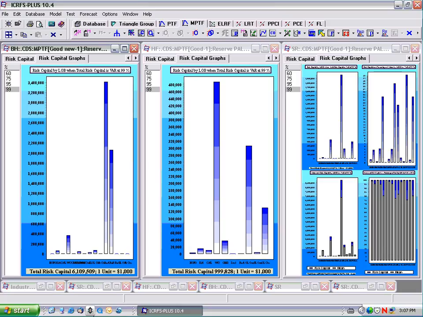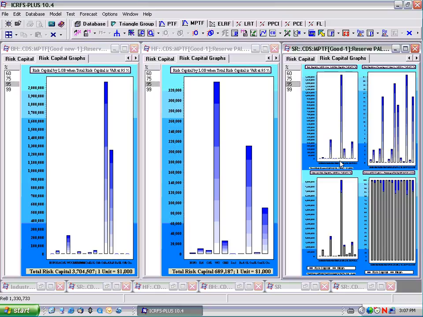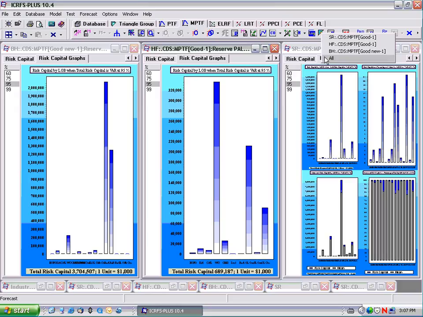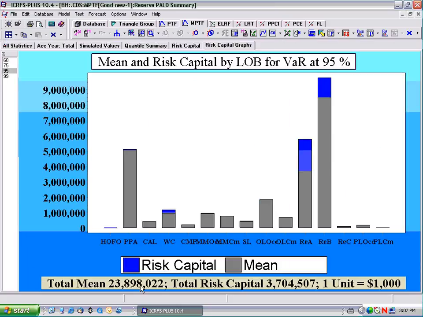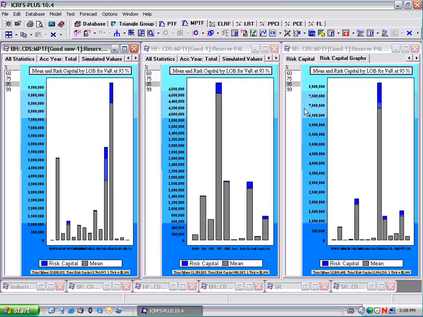So what do we find? Are we looking at the 99th percentile? So let's look at the 95th. Now, something I can't work out at the moment. We did a forecast for each. Berkshire Hathaway has got a mean of 23.898 with risk capital of 3.7 million. I meant 3.7 billion. Okay, that's Berkshire Hathaway.